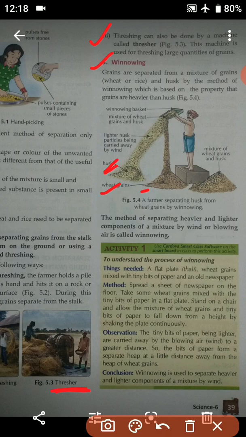Okay. So the method of separating heavier and lighter components of a mixture by wind or blowing air is called winnowing. So this method is known as winnowing. Okay students. As the husks are a very light component, the air will help the husks to separate into a different place, and the grain will get separated in a different place. So this is also a very important and useful method of separating mixtures.